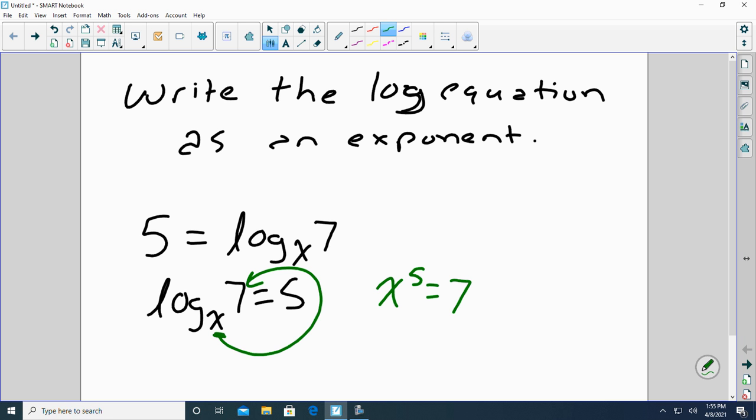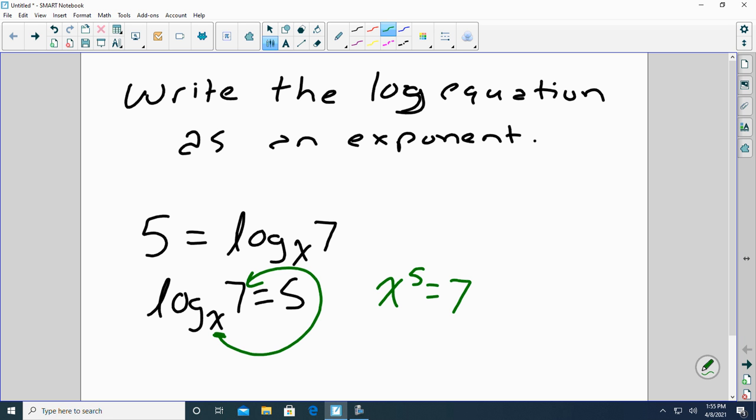So first thing you want to do is make sure that if it's given to you where the log is not on the left, you flip the entire equation over. You don't change any signs. You just flip the whole thing over. And then you start at the base, log base, and you shell it around. Okay?